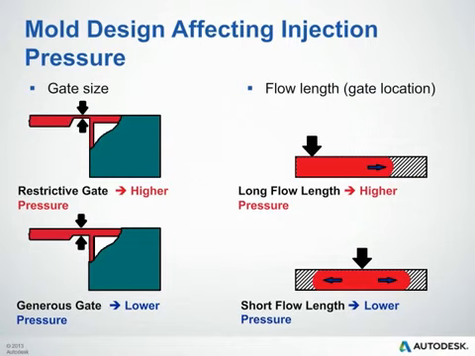Flow length, or what would be dictated by your gate location, can also impact this. So a longer flow length, we can assume will have a higher pressure, whereas shorter flow lengths, in the bottom right image, you can see we're centrally gated there, will have lower pressures.